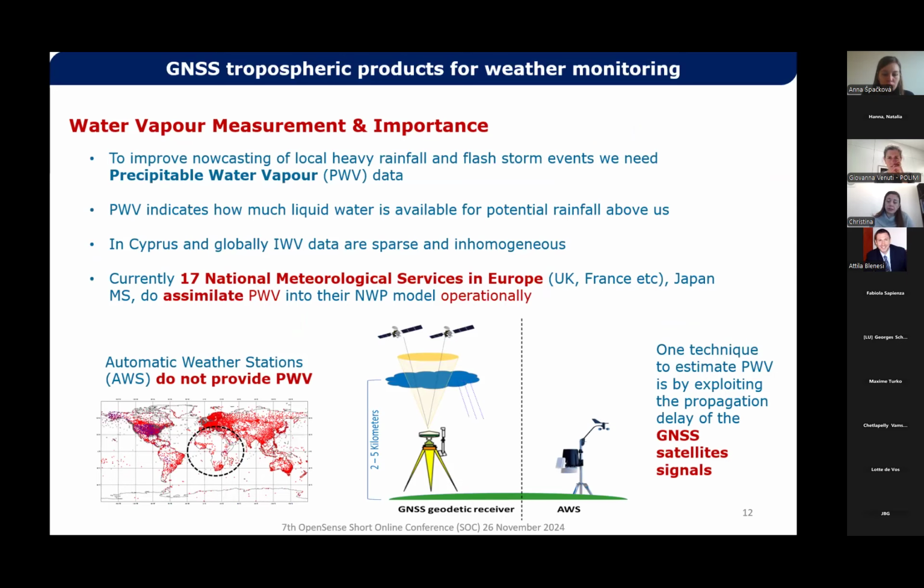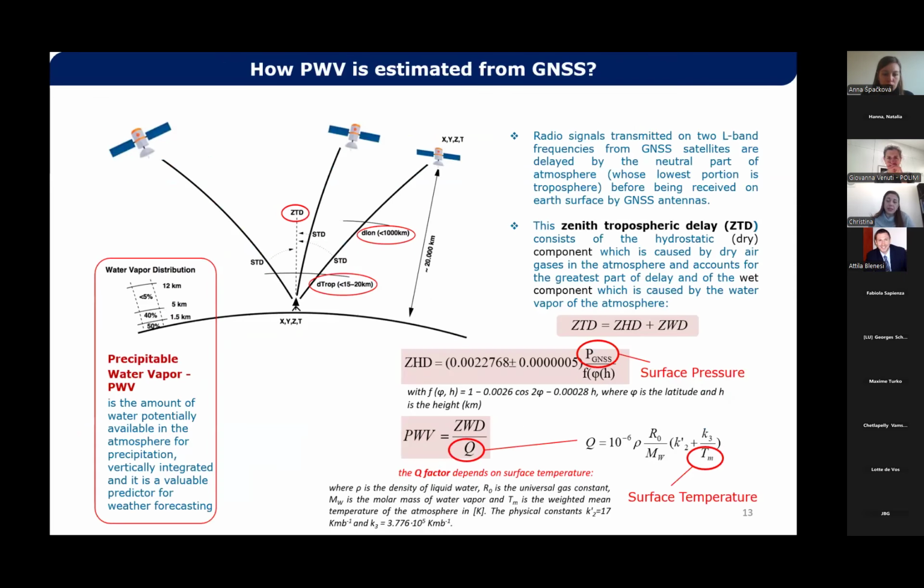Japan started many years ago. Also the USA, the Met Office in the UK, and France. But in Cyprus, we don't have this capability.